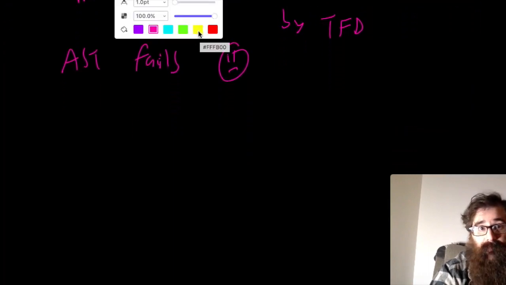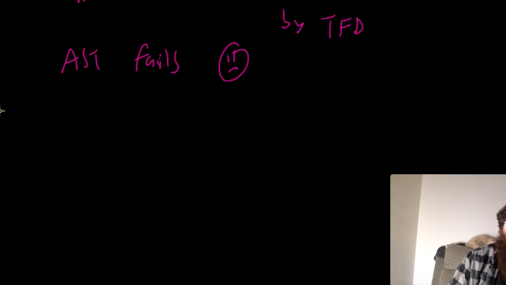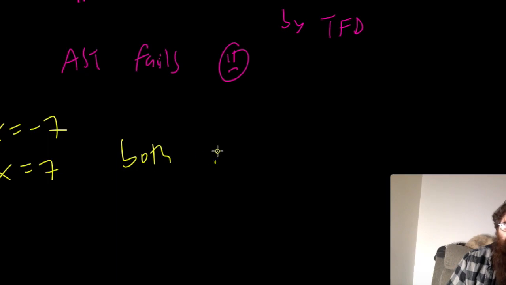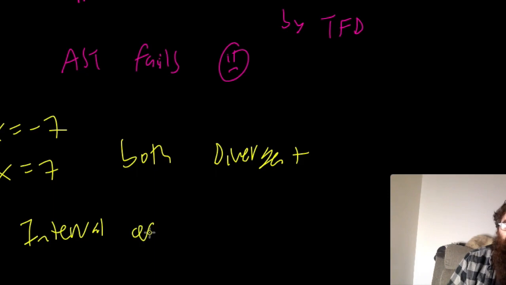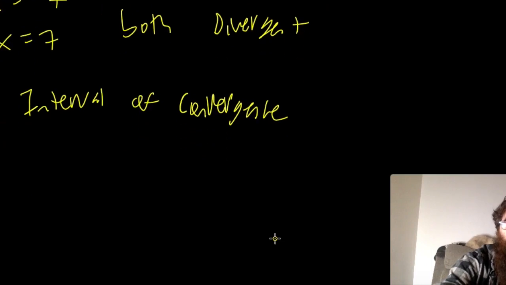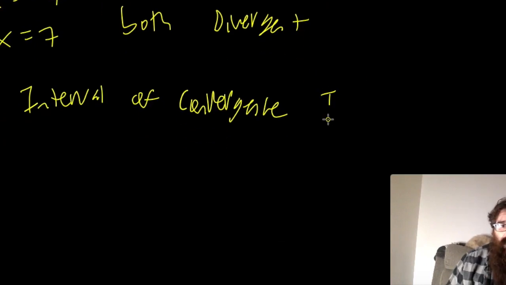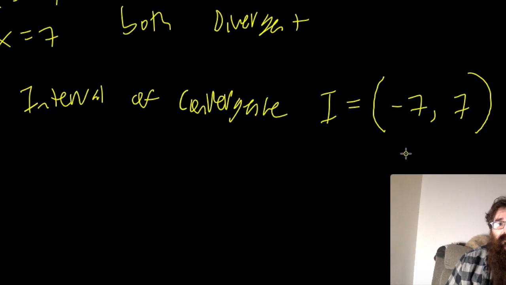We checked the endpoints. We said x equals negative 7 and x equals positive 7 are both divergent, which means that our interval of convergence was actually correct. I had to check. I didn't know. We have to check it. Don't just skip the work and assume everything works out, because that doesn't always happen. But in this case, it is just between negative 7 and 7, so we get those rounded parentheses. The endpoints both fail. Now we know.